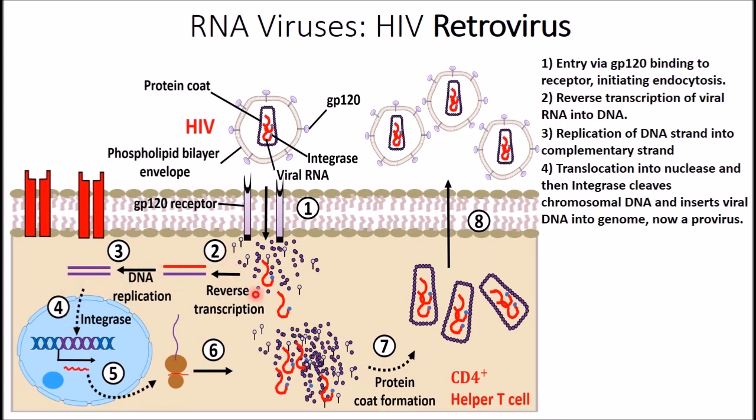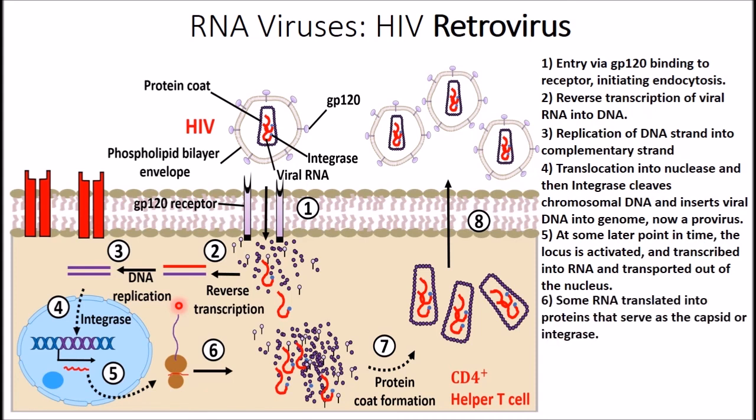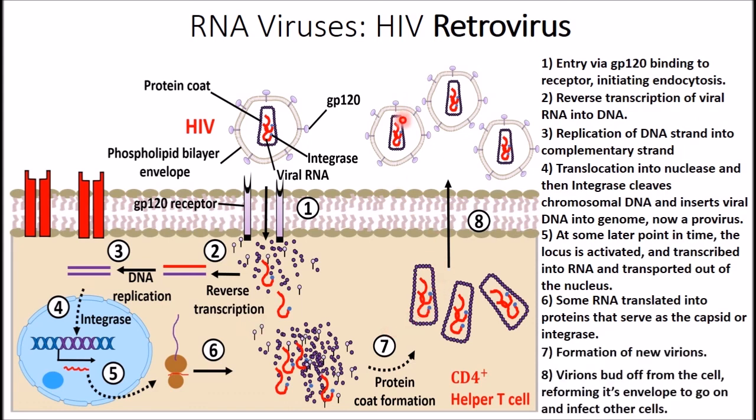And then integrase will make a cut in the genome of our CD4 plus helper T cells and integrate the viral DNA into the genome. It'll now be a provirus. Then at some point later in the game, some environmental effect will cause activation of that locus and increase the transcription and subsequent translation of the RNA. That RNA will then be translated to either the protein that serves as a capsid or integrase, or whatever it needs to then form more virions and go out and infect more cells.